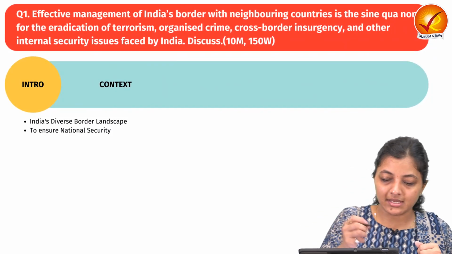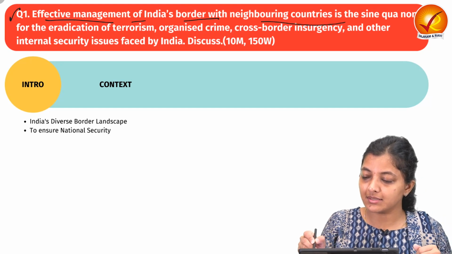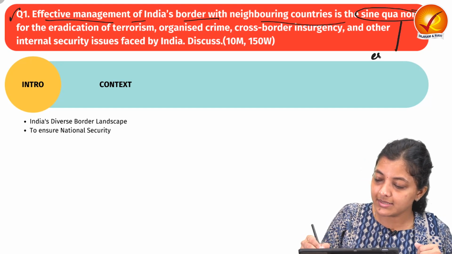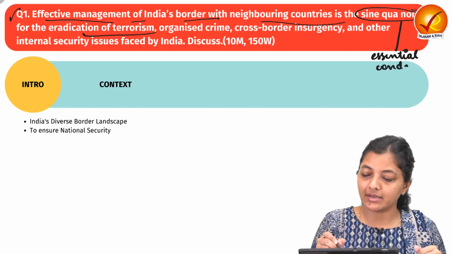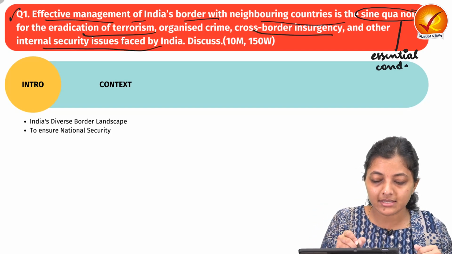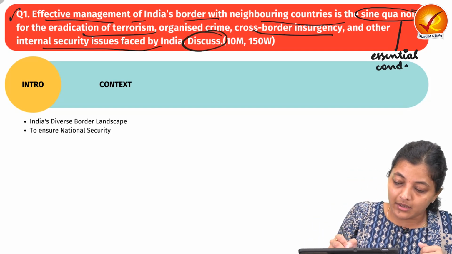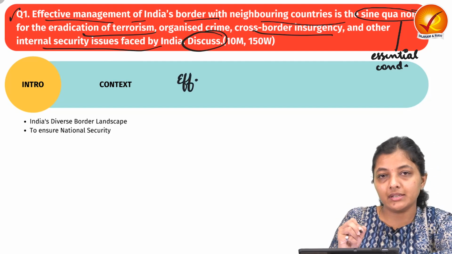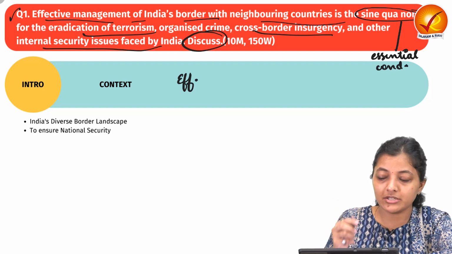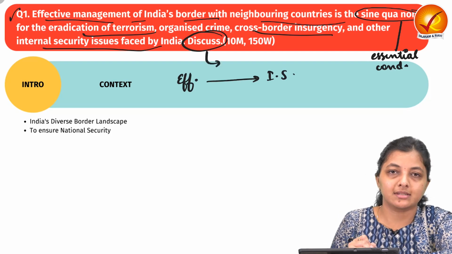The first question says, effective management of India's border with the neighboring countries is the sine qua non. It means it's an essential condition for the eradication of terrorism, organized crime, cross-border insurgency and other internal security issues faced by India. Discuss. Now, the question is demanding that effective management of India's border is a major, essential part of internal security of India. And the keyword is discuss.